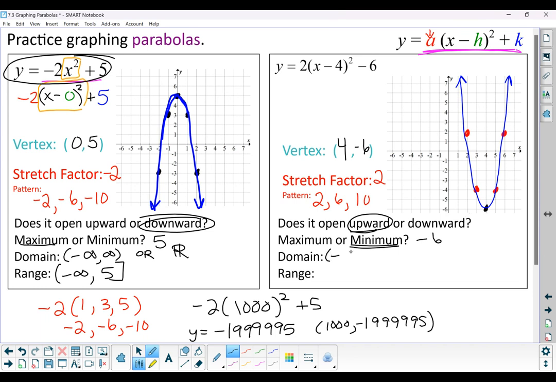Our domain is all real numbers. And our range this time starts at a number value, which would be -6 for this function, and it goes up to infinity. So your range on your parabolas and your absolute value functions always looks like one of these two. It's either from negative infinity up to the max, or from that minimum up to infinity.